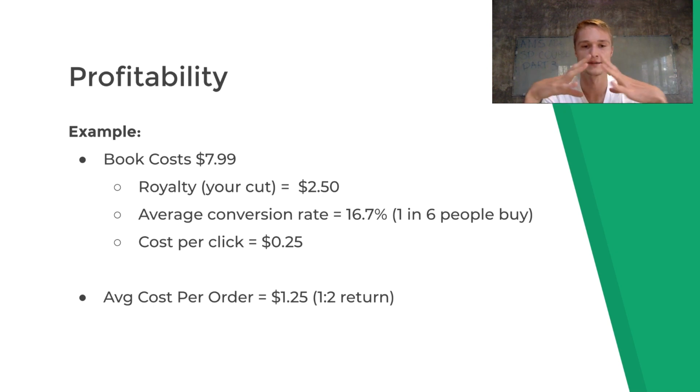In this example, your cost per click is fairly low. It's 25 cents. So you are getting an average cost per order of $1.25, and you're getting a $1 to $2 return. Now that's not bad. You might look at how you can bring your costs down, how you can get more people at a lower cost. You also have to remember that you're making a $1 to $2 return.